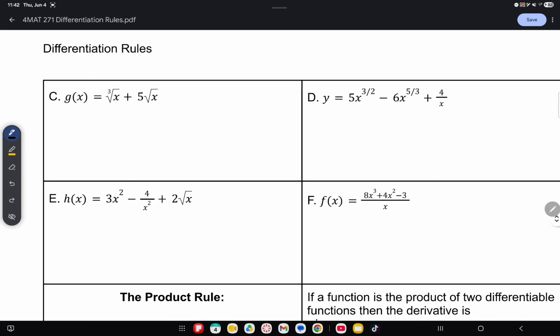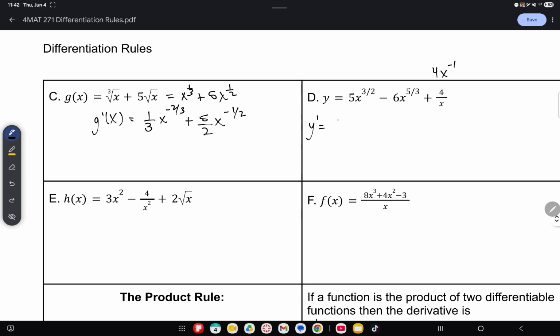Do some more here. I'm going to rewrite that as x to the 1/3 plus 5x to the 1/2. So when I do my derivative, I can use that power rule, make that 1/3 x to the negative 2/3 plus 5/2 x to the negative 1/2. And then I might rewrite this last term. Instead of 4 over x, I'm going to make that 4x to the negative 1.